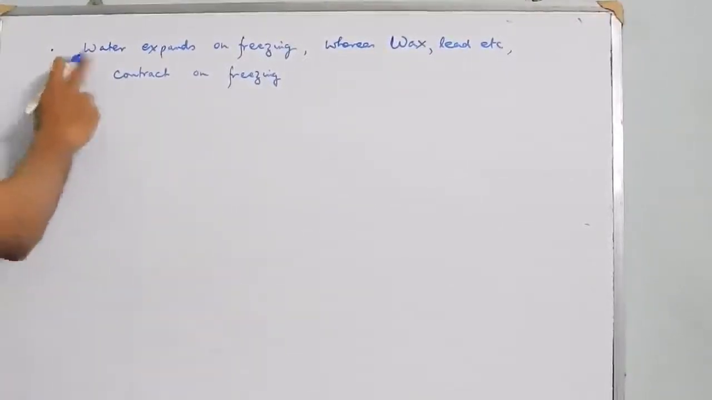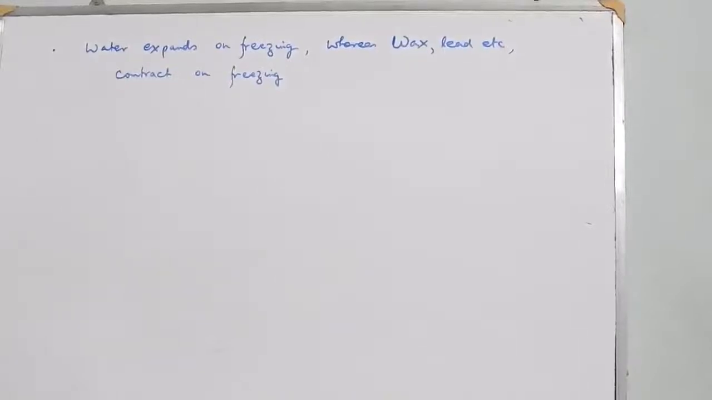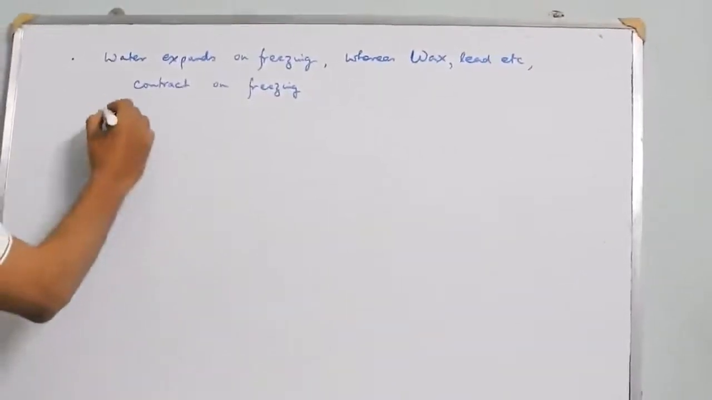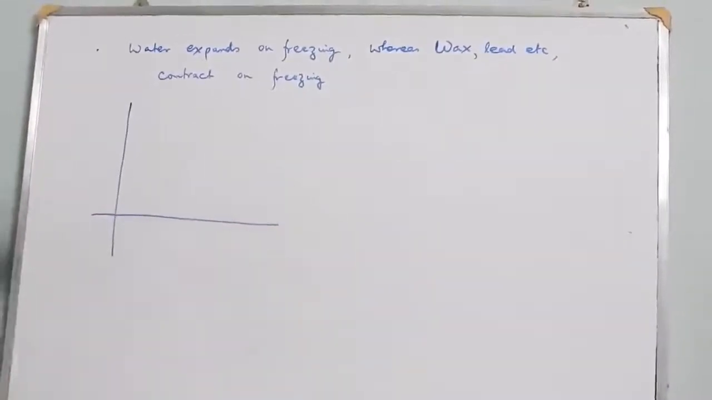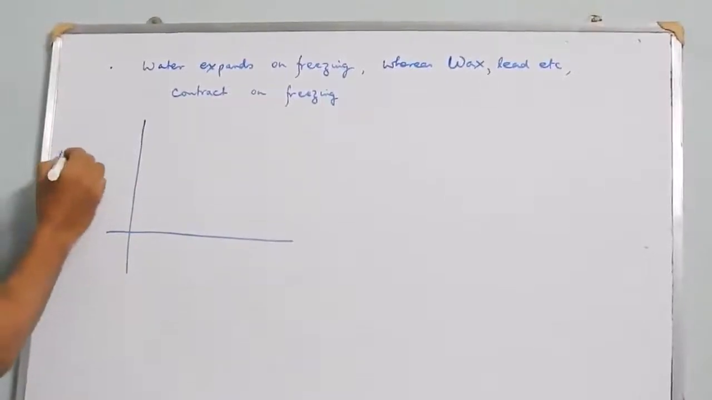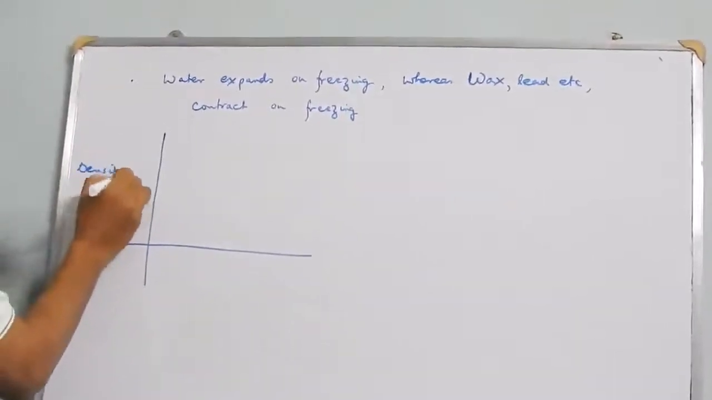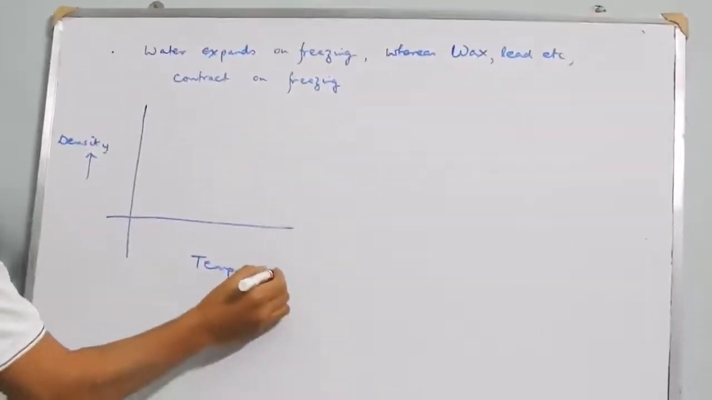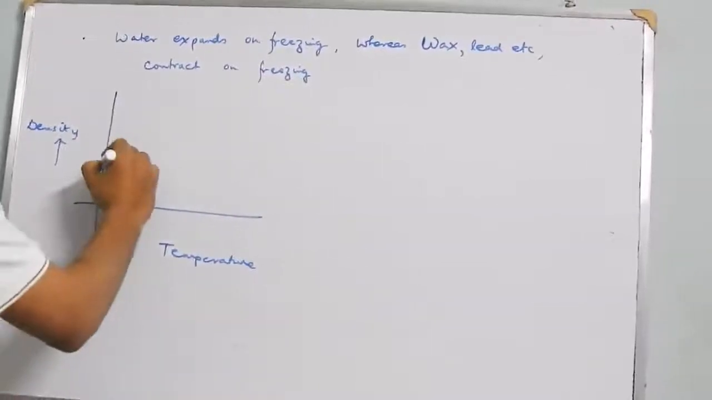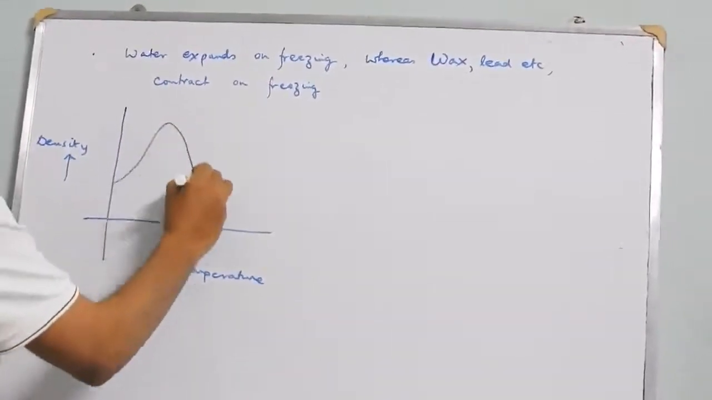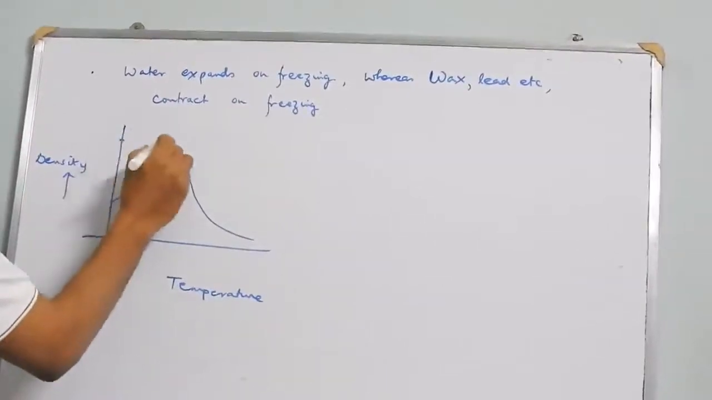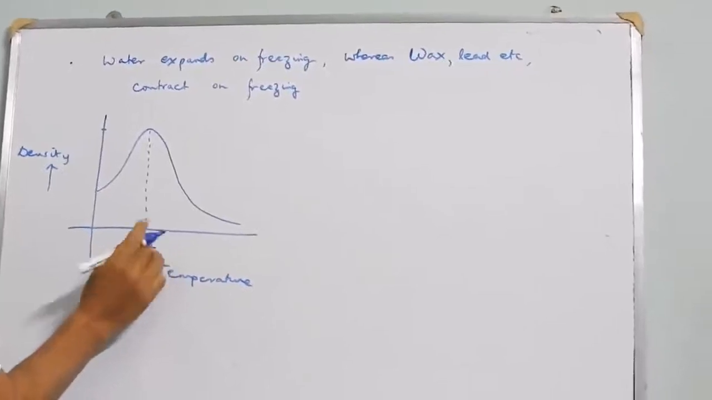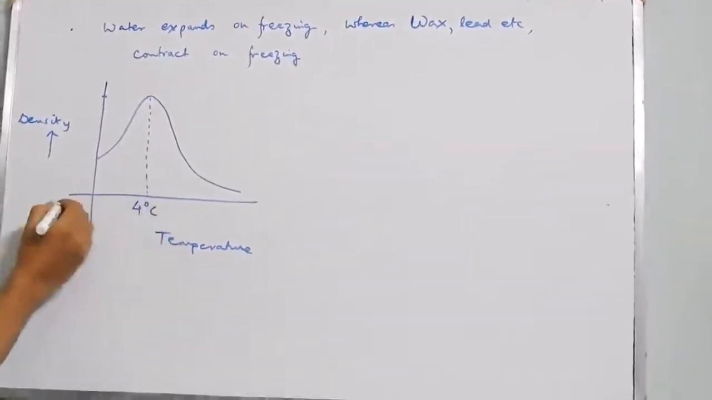This behavior of water is called anomalous behavior of water because it is not behaving like other common substances. If you look at the density versus temperature graph of water, then you will note that the density of water is maximum at 4 degrees centigrade. The graph is of this form, more or less. So at 4 degrees centigrade, the density is maximum. Suppose this is 0 degrees centigrade.